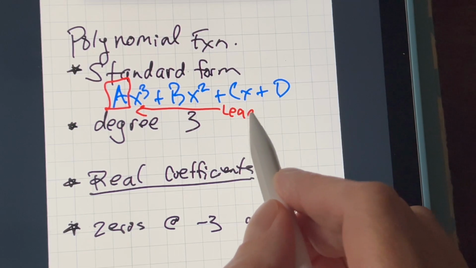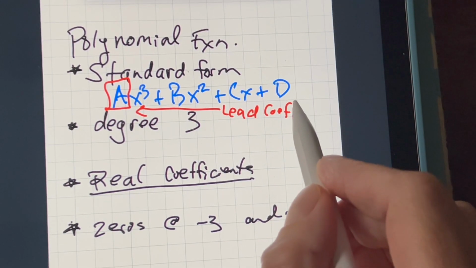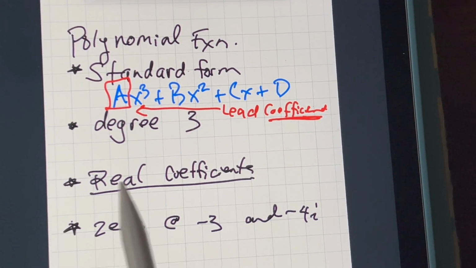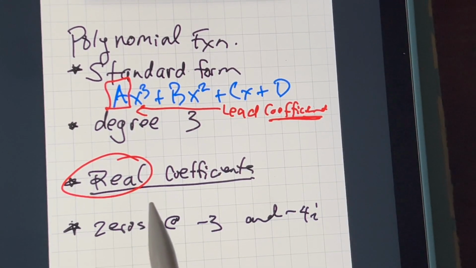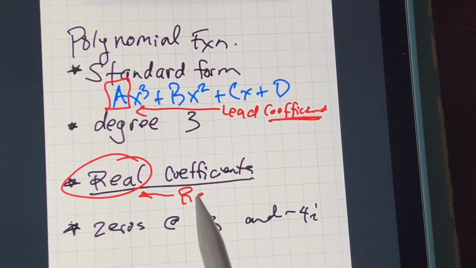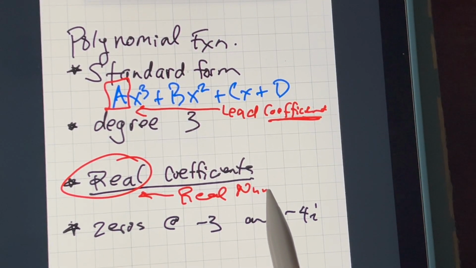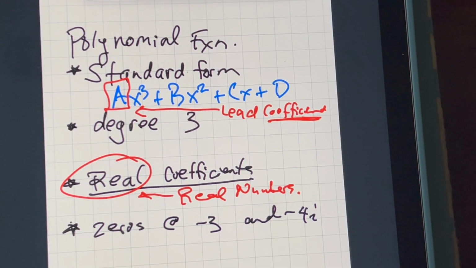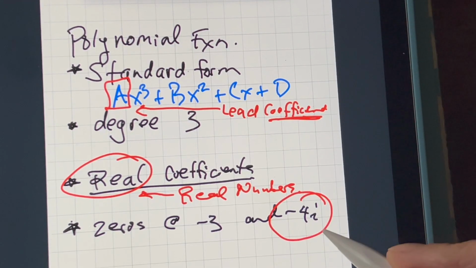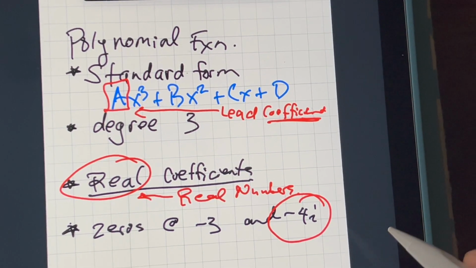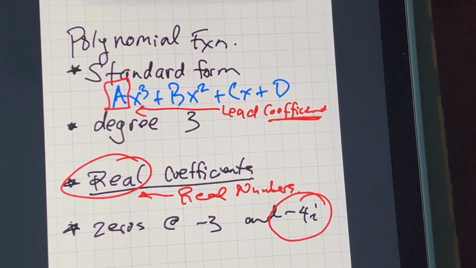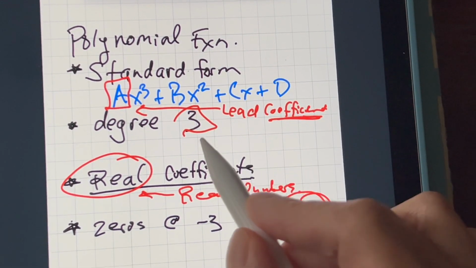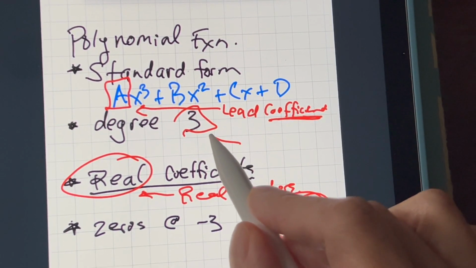Lead. So this word leads us to this part, real coefficients. Well, real means real numbers. Real as opposed to what? As opposed to imaginary, which is this. I is imaginary. So degree 3 means that we have three solutions.